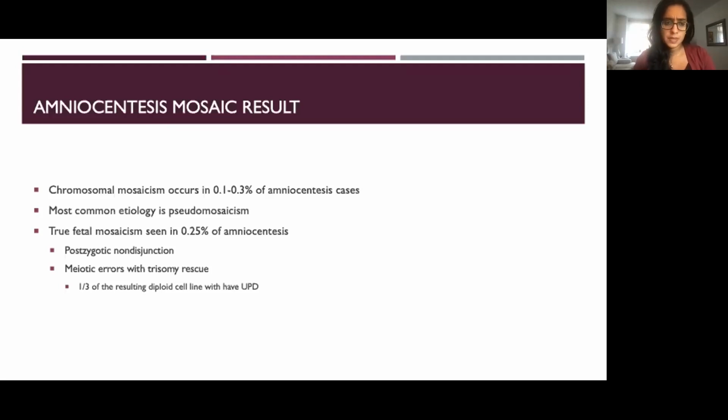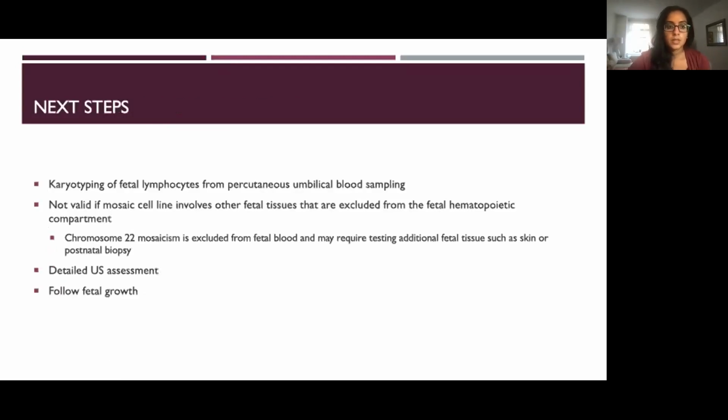True fetal mosaicism is seen in 0.25% of amniocentesis. And like we talked about earlier, this can be due to either postzygotic non-disjunction or meiotic errors with trisomy rescue. And a third of those will result in diploid cell lines that will be affected with uniparental disomy. So in terms of next steps, you can karyotype fetal lymphocytes from a PUBS sample.